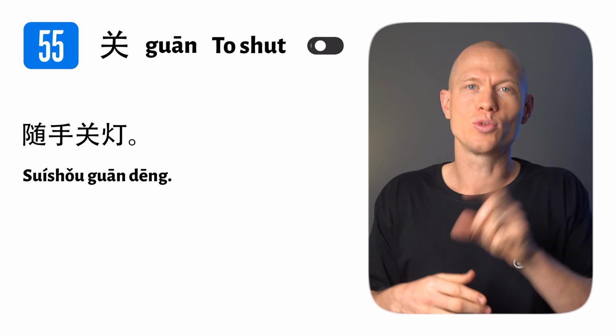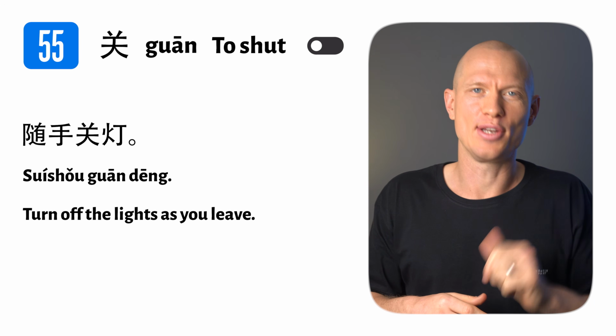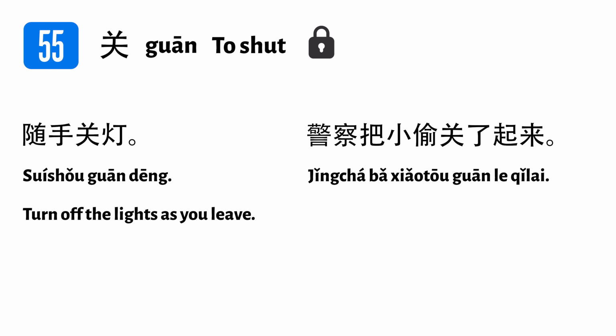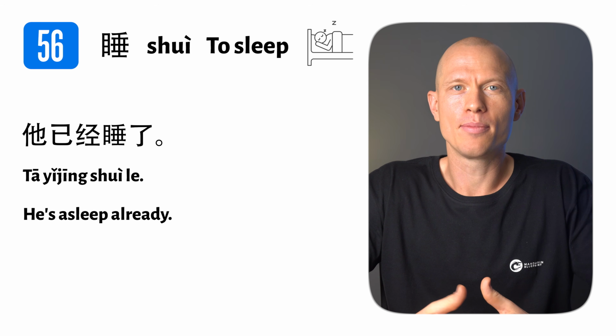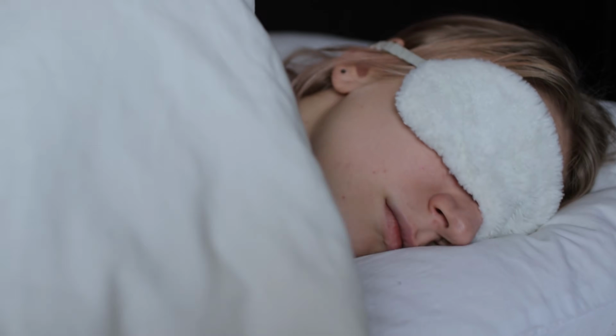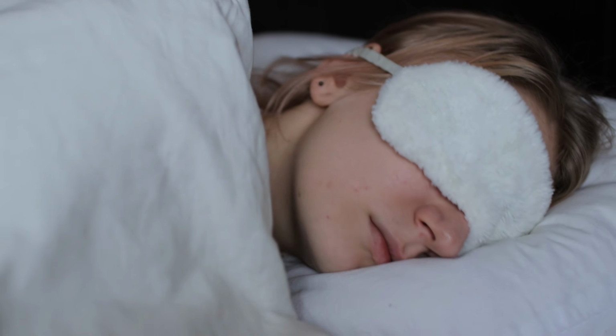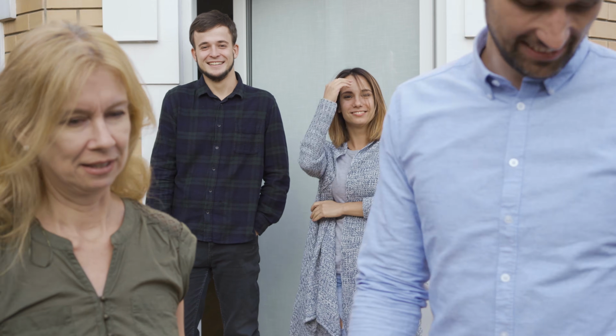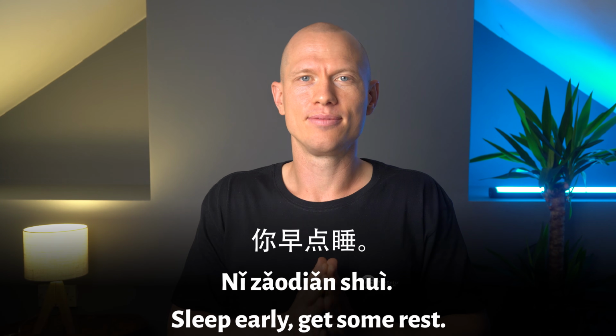Next, 关, to shut or to turn off something. 随手关灯, turn off the lights as you leave. 关 also means to lock up something or someone. 警察把小偷关了起来. That means the policeman locked up the robber or the thief. Next up, 睡, to sleep. 他已经睡了. He's asleep already. Another phrase you can use in China involving sleep, it will really impress people, is towards bedtime, after dinner, evening time, when someone is leaving your house or you're leaving their house, you can say, 你早点睡, sleep early, get some rest.